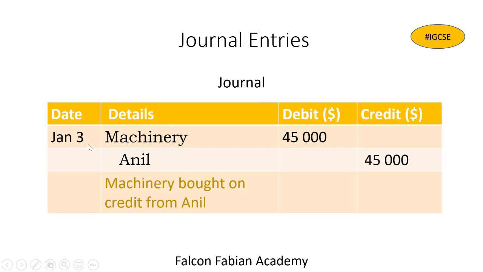So in the date column, you will write January 3. So you have January 1. You will leave a line and you will record the entry for January 3rd. Machinery account debit. So first you would write machinery and in the debit column 45,000. In the second line, you would leave some space and then write the name of the account to be credited. And in this case, it is Anil's account. So you write Anil over here and in the credit column, the amount 45,000. And the narrative is machinery bought on credit from Anil. So machinery account debit, Anil's account credit, and the narrative is machinery bought on credit from Anil.